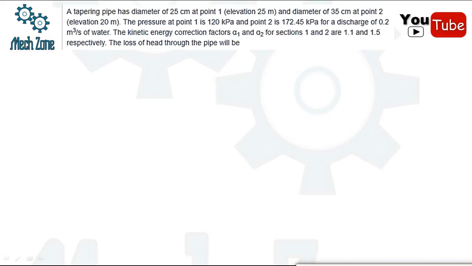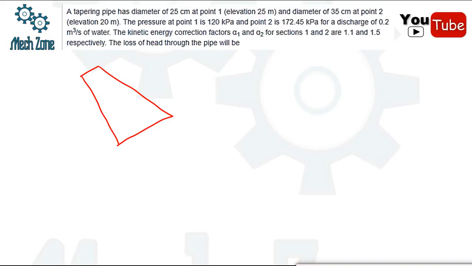A tapering pipe has a diameter of 25 centimeter at point 1, elevation 25 meter, and a diameter of 35 centimeter at point 2, elevation 20 meter. The pressure at point 1 and point 2 is given. Discharge is given. The kinetic energy correction factors alpha 1 and alpha 2 for sections 1 and 2 are 1.1 and 1.5 respectively. We need to find out the loss in head through the pipe. So let us draw the pipe.